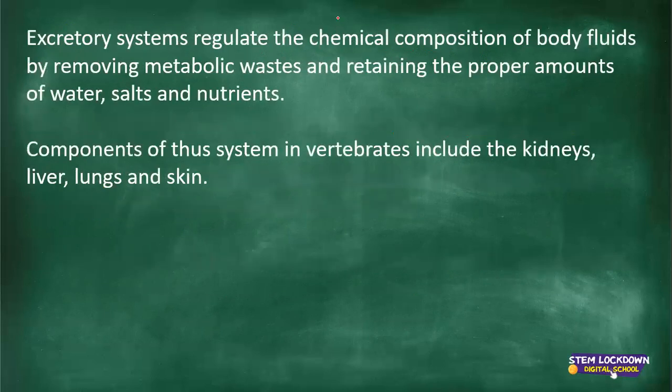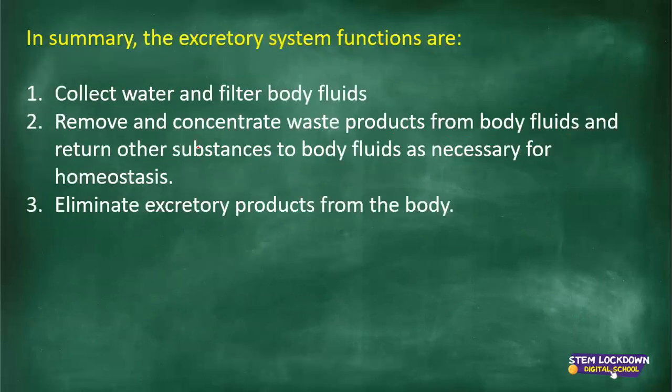And then excretory systems regulate the chemical composition of body fluids by removing metabolic wastes and retaining the proper amounts of water, salts, and nutrients. This here is regulated mostly in the kidneys. Components of this system in vertebrates include the kidneys, liver, lungs, and skin. So each organ is mainly playing a role in different parts of these.